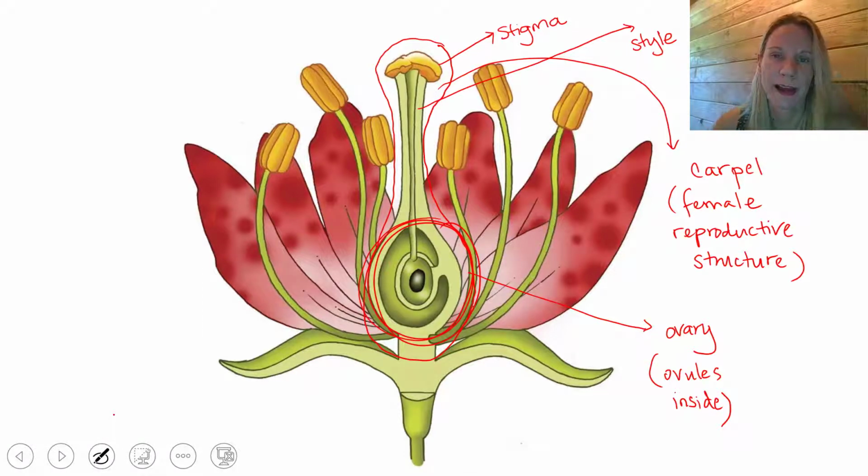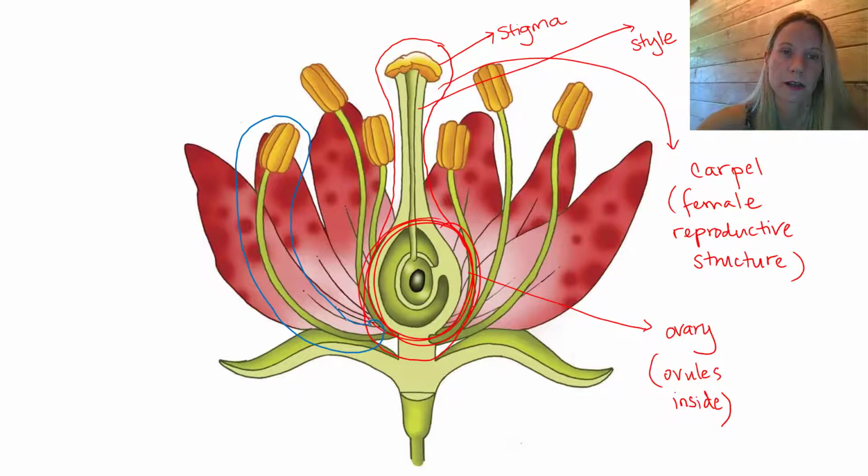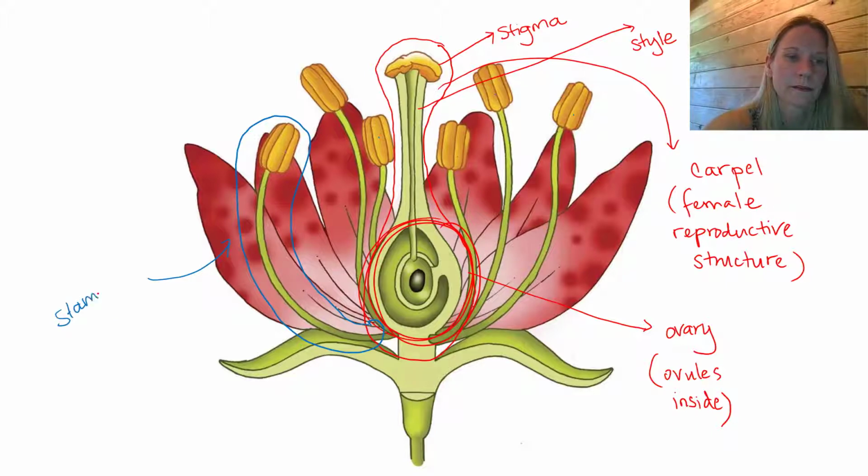The male parts of the flower, there are usually multiple identical male parts, where there's only one central structure that is the female carpel. So the male structures we see in this picture, 1, 2, 3, 4, 5, 6. 6 identical male reproductive structures. I circled one of them in blue. This structure is called a stamen.